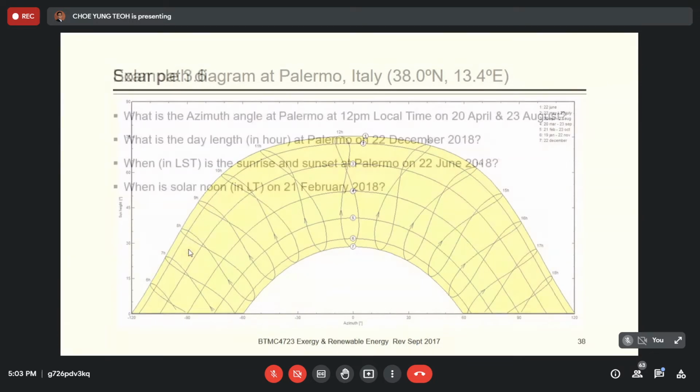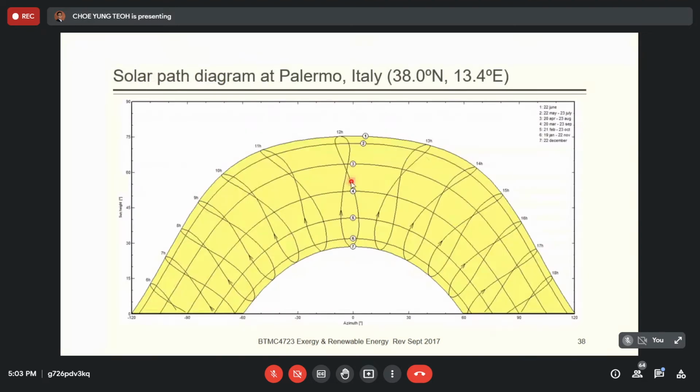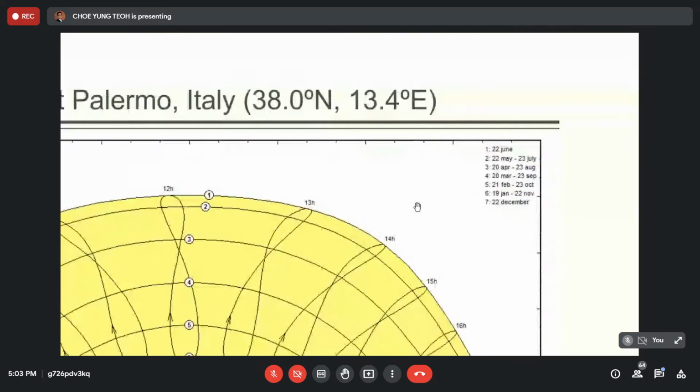Okay, so for the first question, what is the azimuth angle at 12 p.m. local time on 20th of April and 23rd of August? Maybe you try first. You try to look at the graph here. You want to look at line 20 April and 23rd of August. Okay, so if I refer to this, April and August will be on line 3.